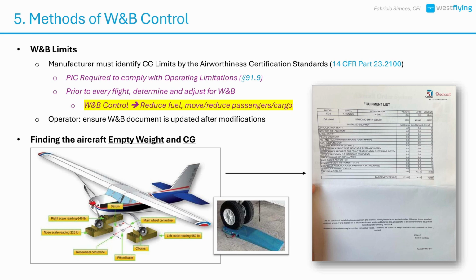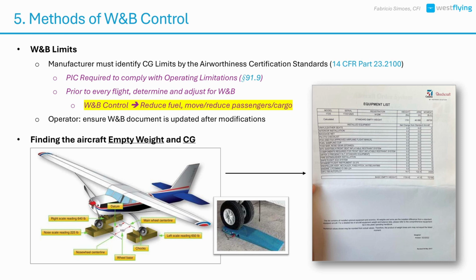This is the third time I'm saying this, so I can't reinforce this enough. But what if the weight or CG falls outside the limits? Your options are to either reduce fuel, which might mean adding more fuel stops, or move and/or remove passengers or cargo.